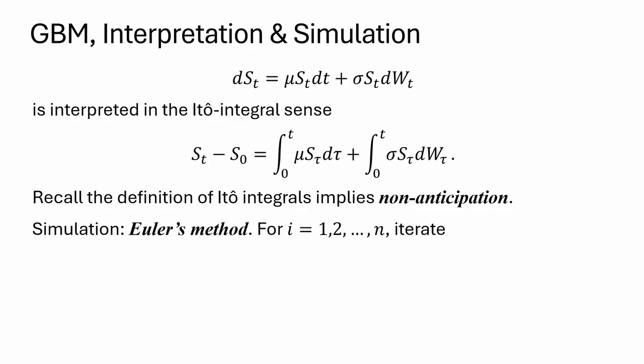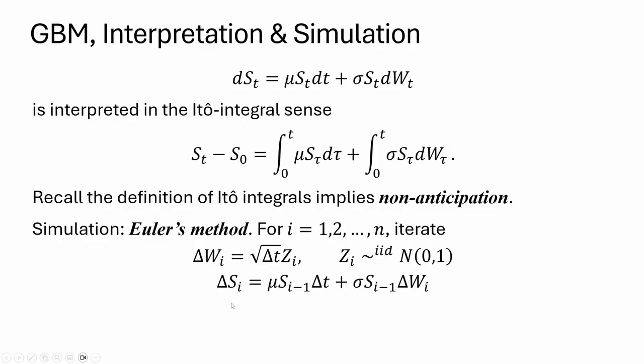And just like in ordinary calculus, we can simulate the trajectories of the SDE using Euler's method. For i equals 1, 2, all the way to n, we have the following iteration scheme. Delta W_i equals the square root of delta t times Z_i, where the Z_i's are IID normal 0, 1. This is from the definition of Brownian motion.